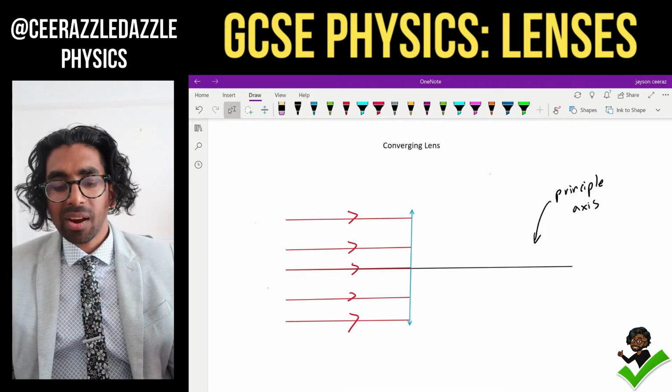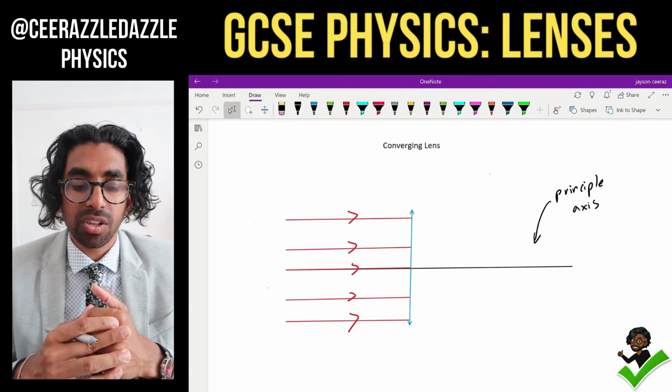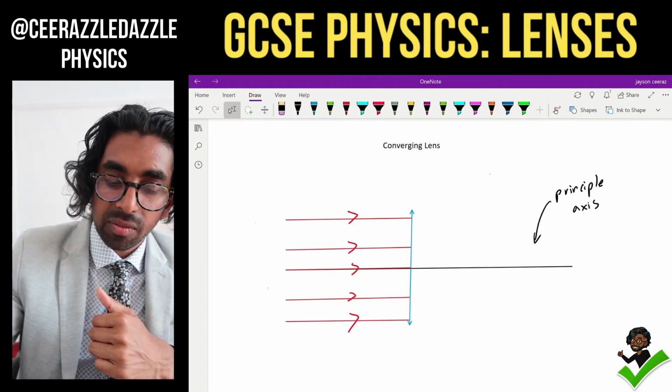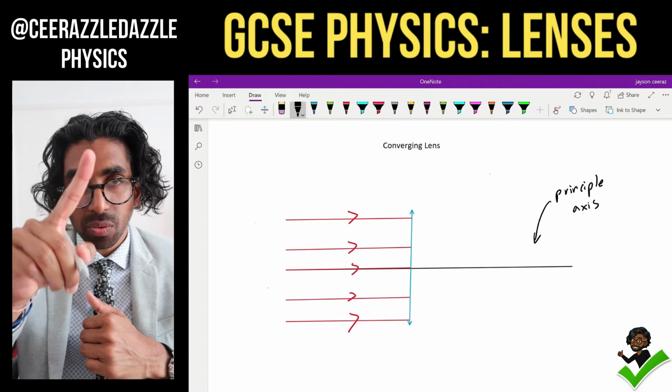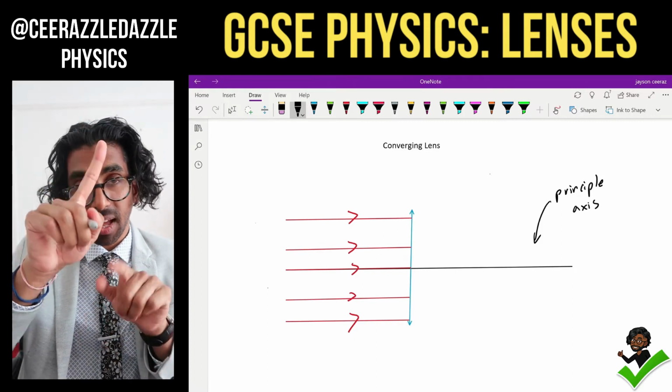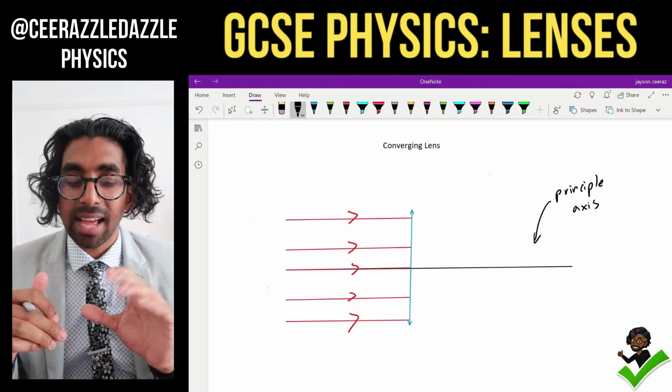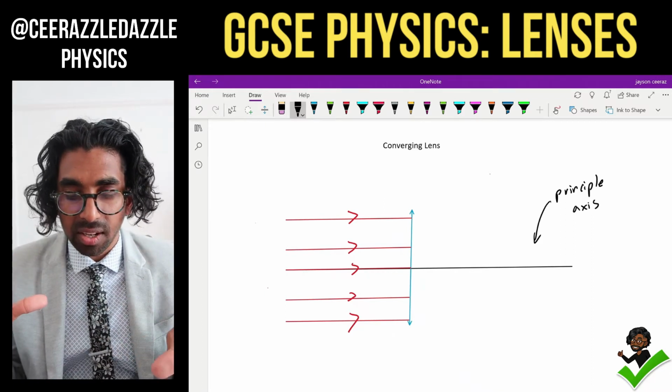What happens when parallel rays of light hit a converging lens? Look at this diagram over here. You can clearly see that I've got the converging lens right bang in the middle. Why? The arrows are pointing outwards. And rays of light are coming across, hitting it, and they're going to refract when they enter the lens.